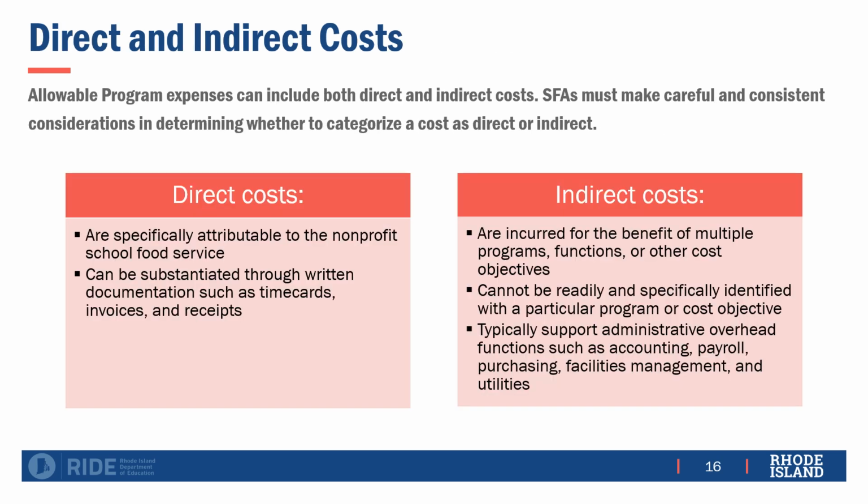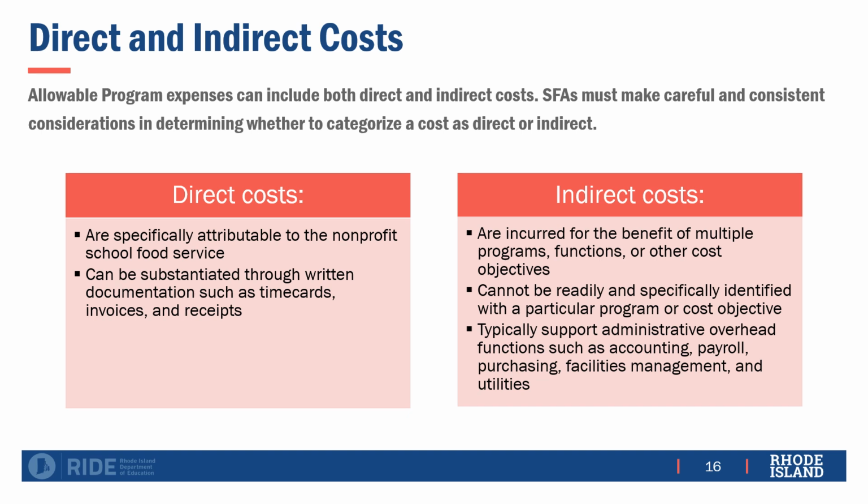Now that we've reviewed general requirements related to program revenues and expenses, let's look more closely at the types of expenses that may be charged to the program. Allowable program expenses can be categorized as either direct or indirect costs, depending on the nature and characteristics of the expenses. SFAs must make careful and consistent considerations in determining whether to categorize a cost as direct or indirect.